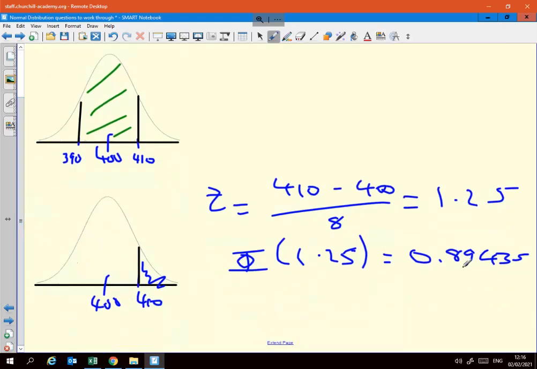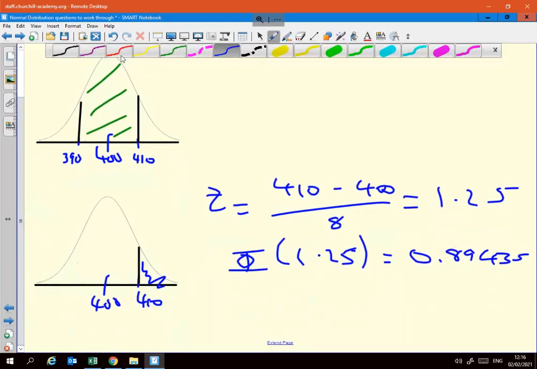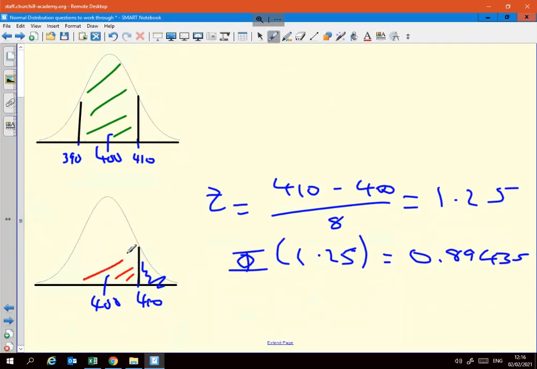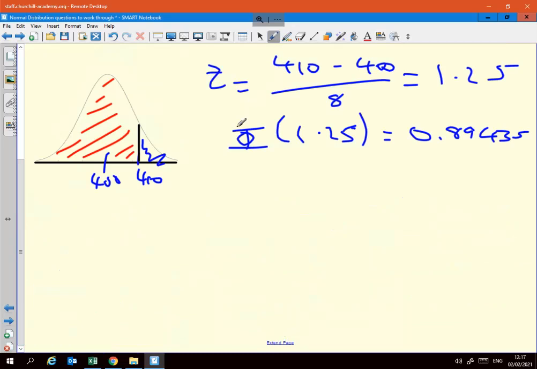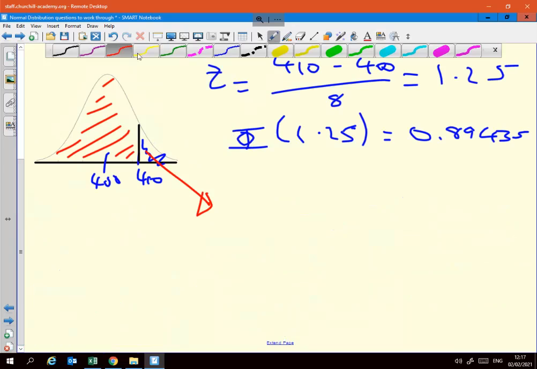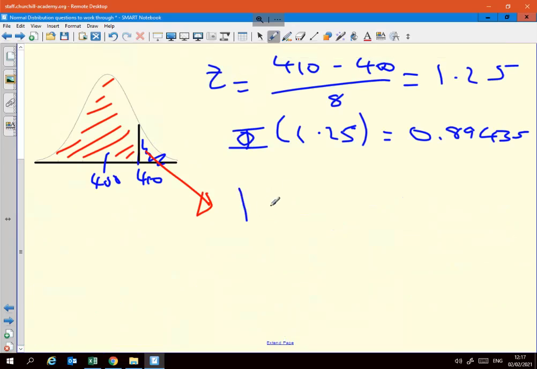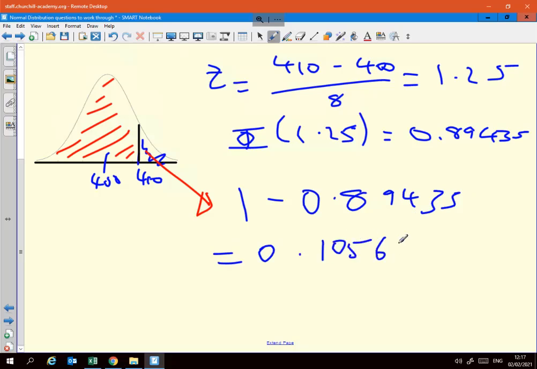Okay, so that is this red part here. So the table always gives you the part to the left-hand side. So this big part here, I want the blue bit, and the blue bit is 1 minus that red part. So this part here is 1 minus 0.89435. So it's 0.10565 for that.